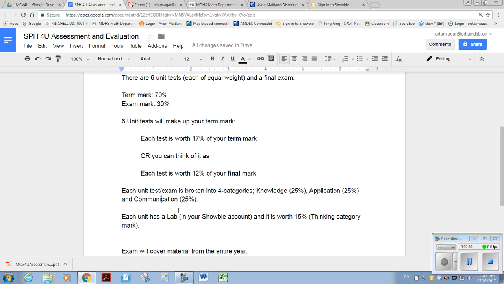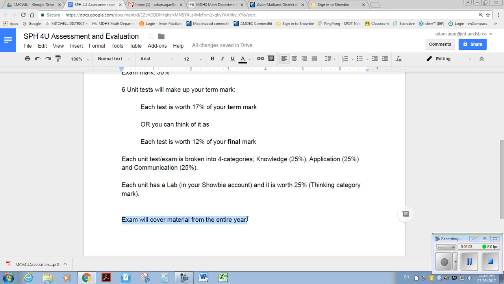Now, every time there's a unit test, there is a lab for each unit. So the lab is worth 25% to make up the 100. Knowledge is 25, application 25, communication 25, and the final category is the lab. So the lab assignment is worth a quarter of your unit test, if you want to think of it that way. You write the unit test for those 3 categories, and then the lab will be our 4th category, which we call the thinking category.